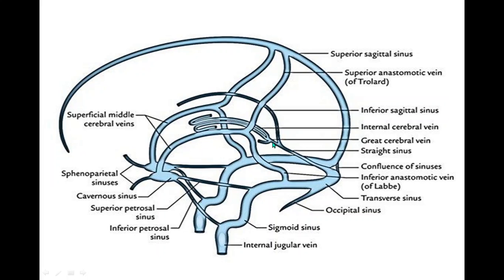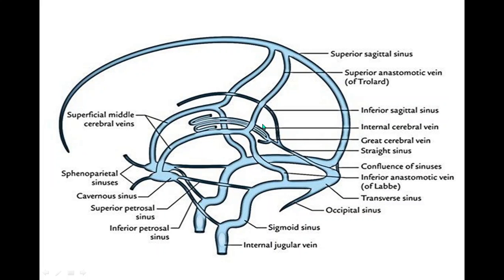How is this great cerebral vein formed? By the union of the basal vein, I repeat, basal vein, and the two internal cerebral veins. All these join to form the great cerebral vein. This great cerebral vein joins with the inferior sagittal sinus and forms the straight sinus, which goes to the confluence of venous sinuses, and from there drains into the dural venous sinuses.